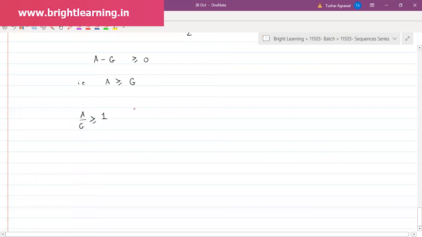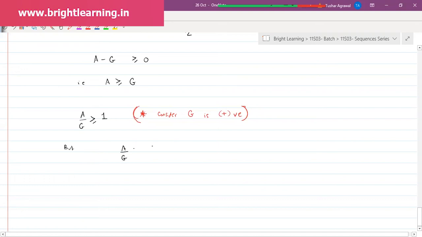However, there is a note of caution over here. What caution? Considering the G that we have inserted is positive. We are completely dealing with positives only. I have told you earlier also. We are dealing in positives only. Only then can you do this division and maintain the inequality sign. A upon G is greater than or equal to 1. But what is A upon G?